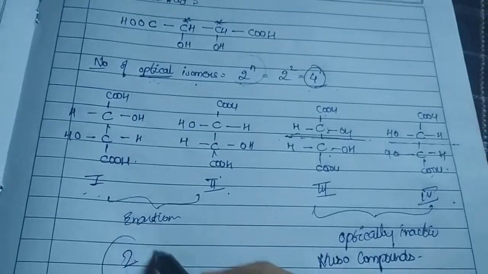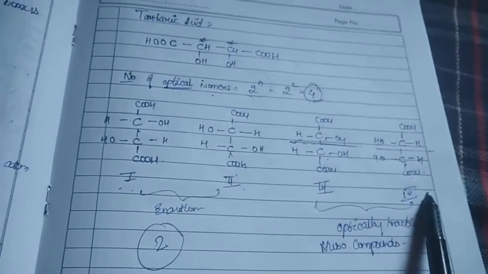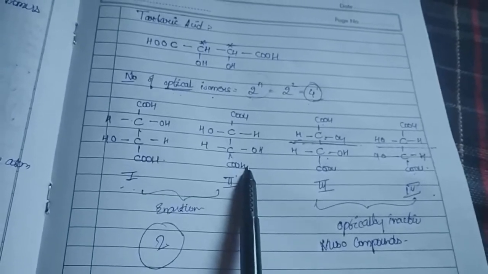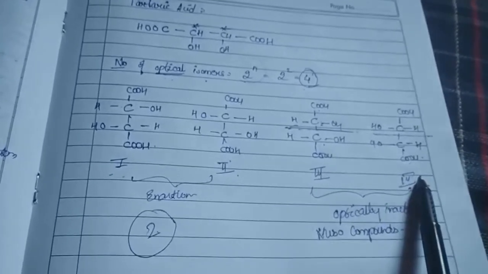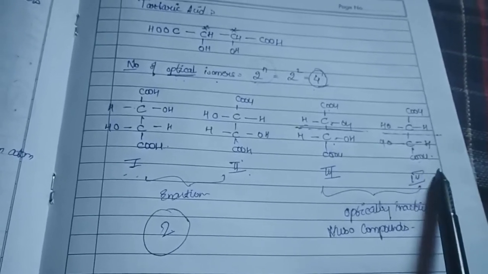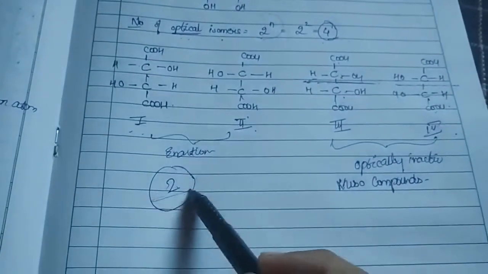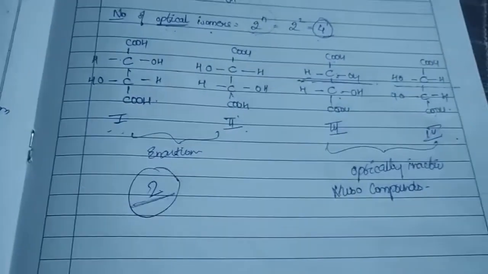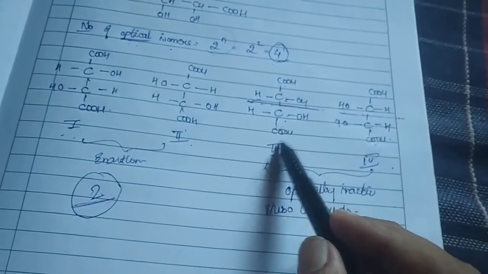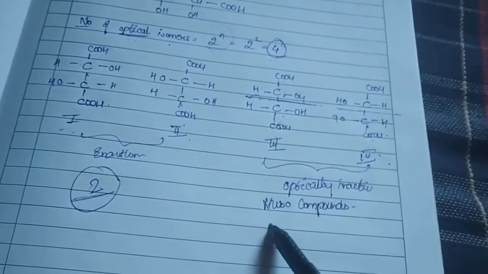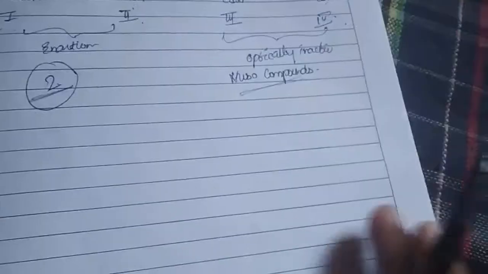Number of the optical isomers for tartaric acid is only 2. Even though it is having the 4 structures, the first 2 structures themselves are not having the plane of symmetry. Other 2 structures are having the plane of symmetry, so they will be optically inactive. Therefore, for a tartaric acid, number of the optical isomers are only 2. Able to understand? And we also came to know an important concept about the 3rd and the 4th structure. They are called as what? As mesotartaric acid or meso compounds.